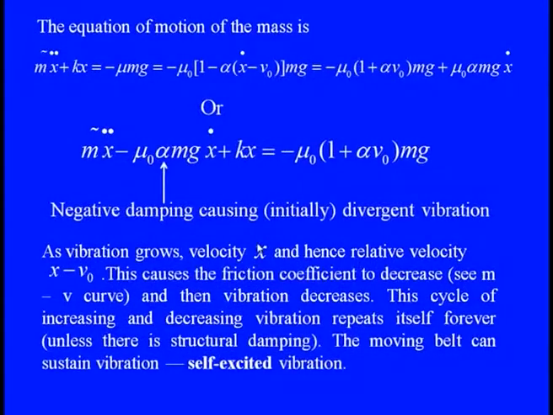So as the vibration goes beyond a certain level, meaning when you see it is increasing, the velocity and even the relative velocity x dot minus v0 will increase, and this causes the friction coefficient to decrease, and then the vibration decreases. This cycle of increasing and decreasing vibration repeats itself forever, and the moving belt can sustain vibration. This is always what self-excited vibrations are. So this is one of the significant criteria there.